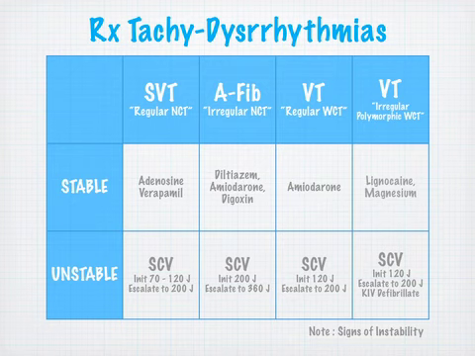If they are unstable, then synchronized cardioversion must be the primary treatment, and synchronized cardioversion for a narrow complex tachycardia SVT would be an initial 70 to 120 joules, and that can escalate upwards up to 3 times.